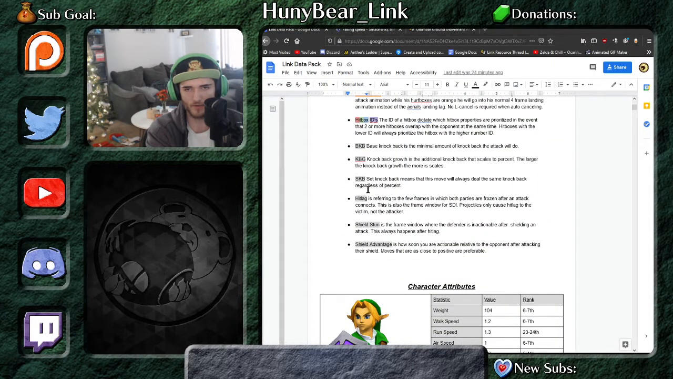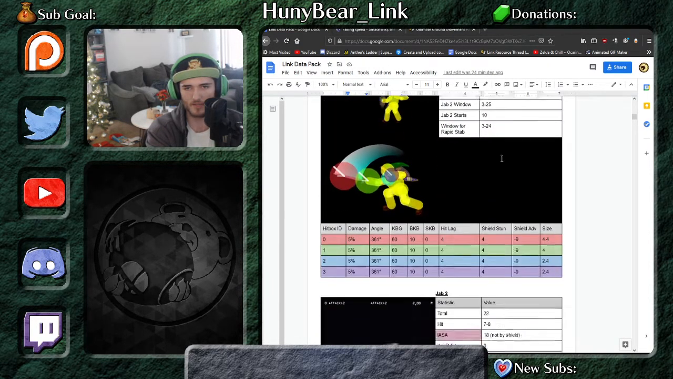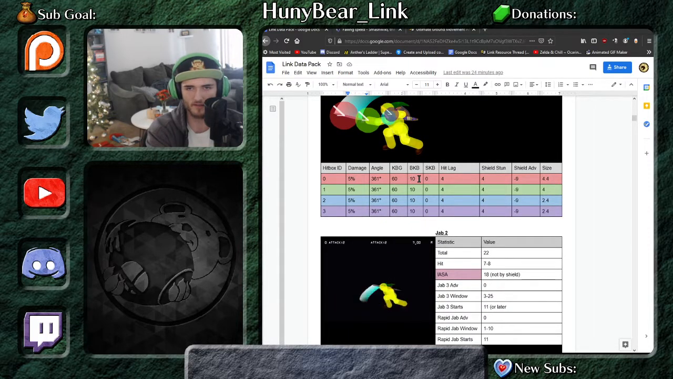Now knockback growth is the additional knockback that scales with damage percent. So the game goes, okay, I'm going to knock him back 10 knockback units for the sake of argument. And it runs a calculation that says, oh, he's at 20%, and the knockback growth is 60. So it adds the base knockback to the knockback growth after it calculates how much damage you already have. And it actually adds the damage first and then calculates the knockback growth.